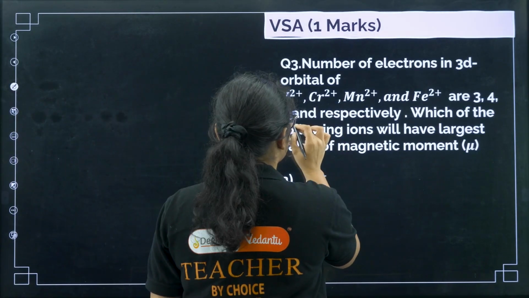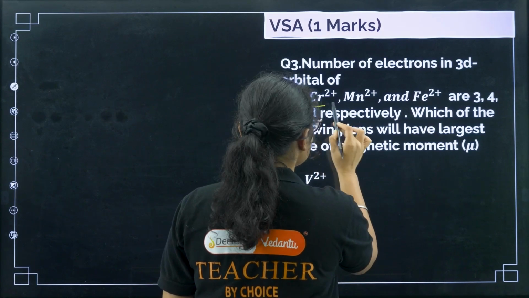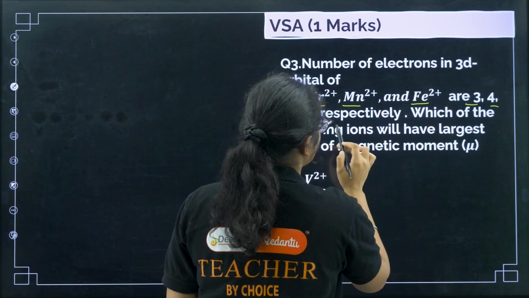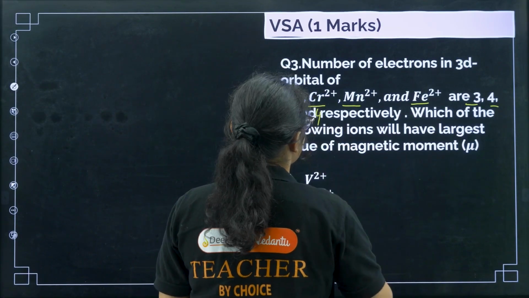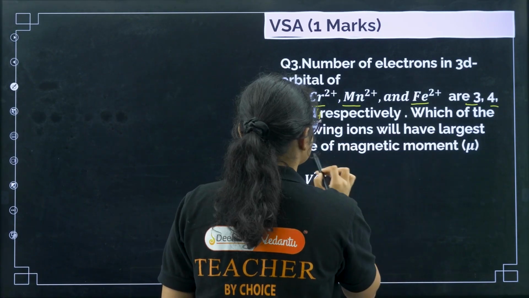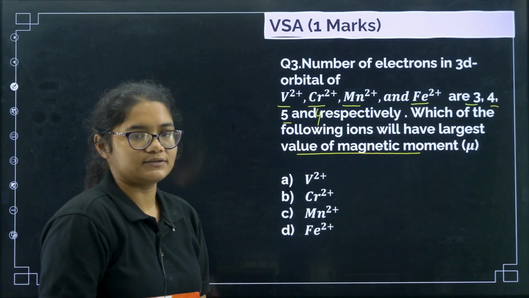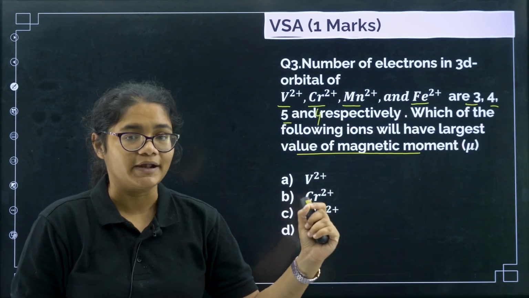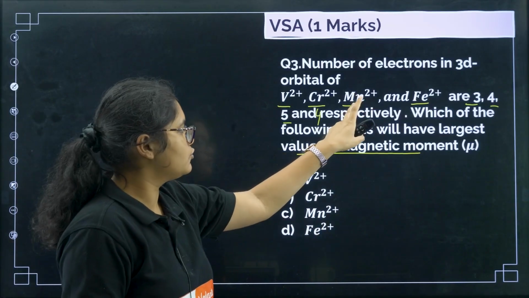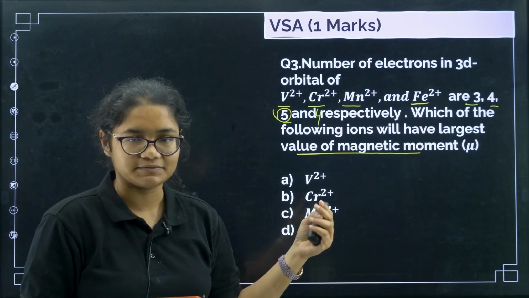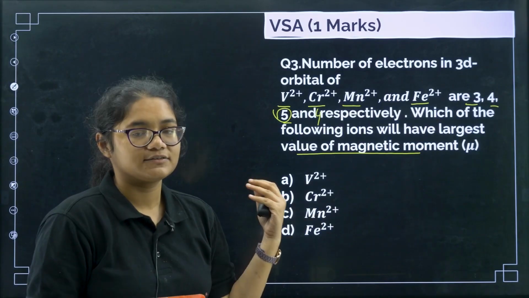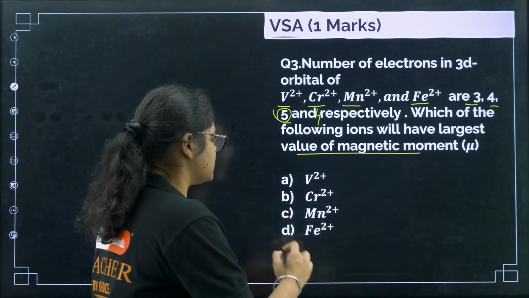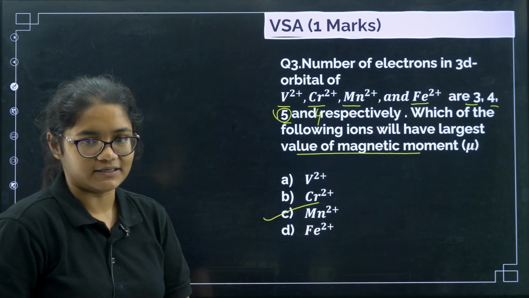Next, question number 6. Number of electrons in 3d orbital of Cr2 plus, Mn2 plus, Fe2 plus are 3, 4, 5, and here it is not good, it is 4, respectively. Which of the following ions will have the largest value of magnetic moment? Magnetic moment, as we just discussed, will depend on the number of unpaired electrons. Mn2 plus has 5 unpaired electrons, the maximum number, so it will have the highest magnetic moment. So the correct answer is option number C here.